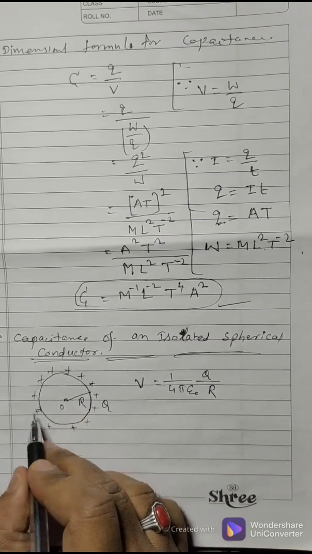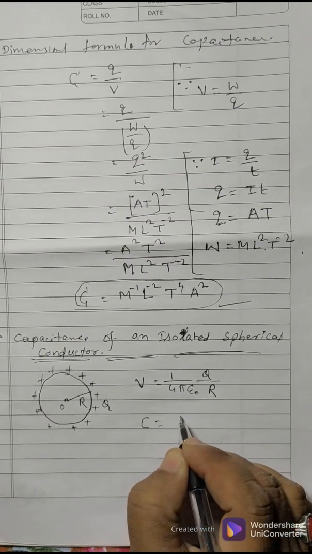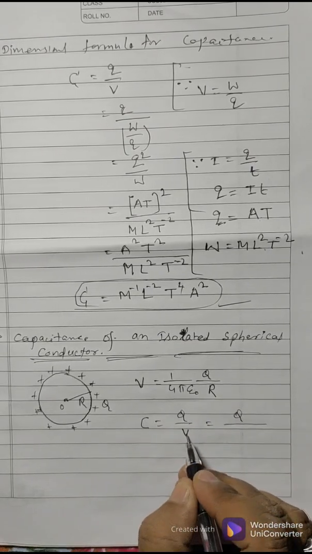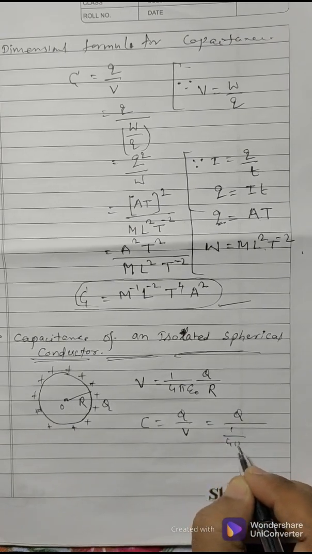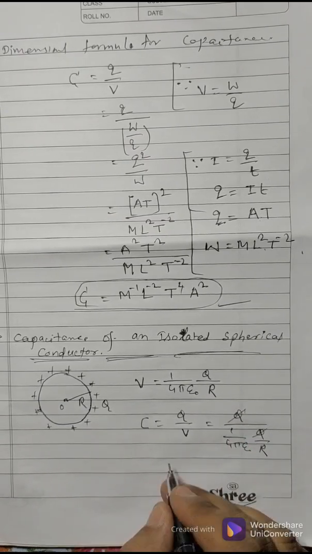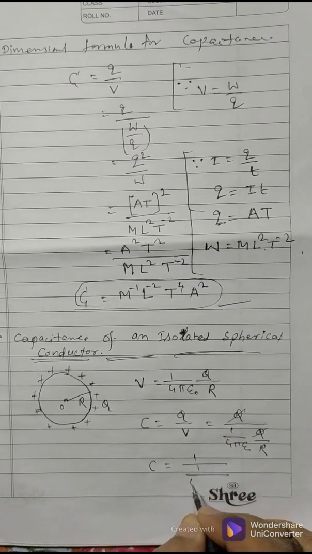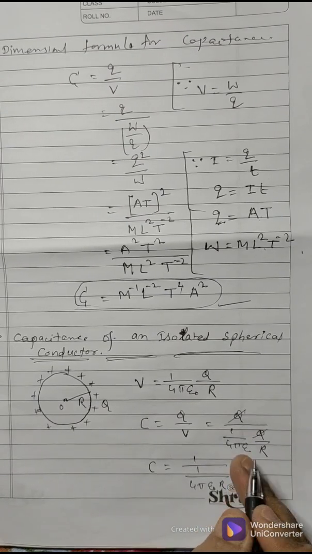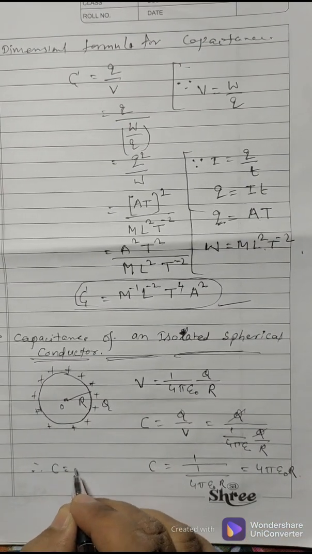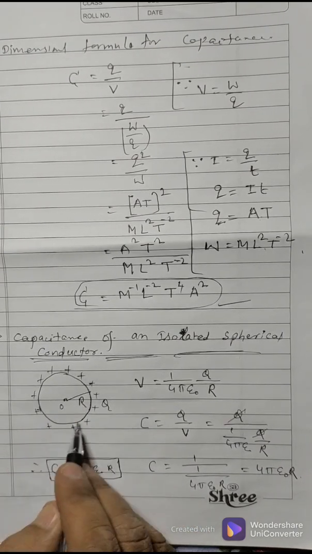Then what is the capacitance of this spherical conductor? From the definition, the general formula is C is equal to Q by V. Therefore Q divided by V, where V is 1 by 4 pi epsilon naught into Q by R. The Q gets cancelled, so C is equal to 1 divided by the quantity 1 by 4 pi epsilon naught R, and finally we get C is equal to 4 pi epsilon naught R. This is the expression for the capacitance of a spherical conductor.